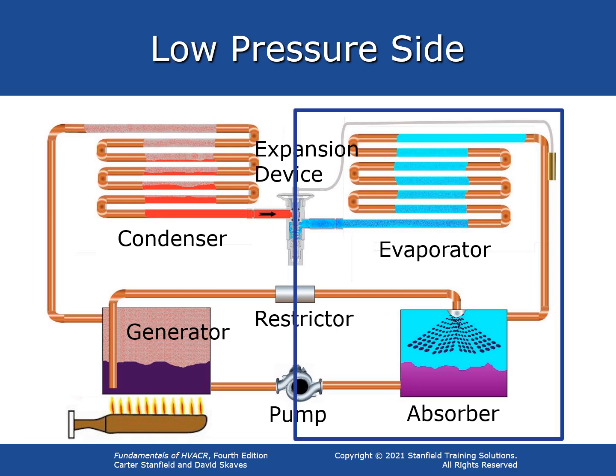The low pressure side is created by the absorber. The absorption process replaces the suction stroke of the compressor. Refrigerant from the evaporator is absorbed into the solution in the absorber, creating a low pressure in the evaporator.